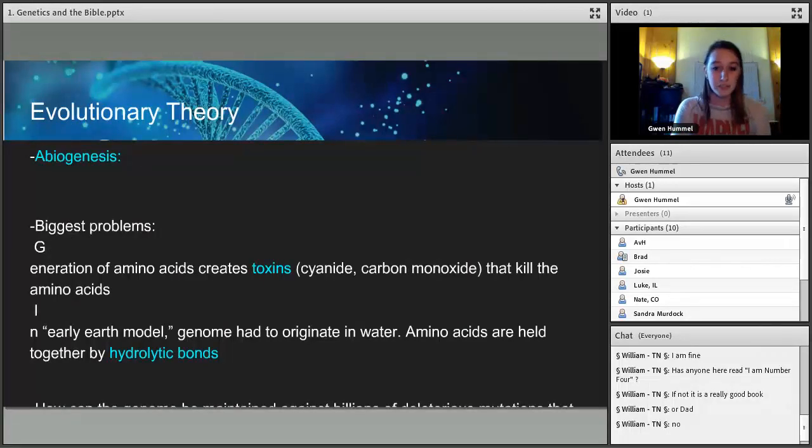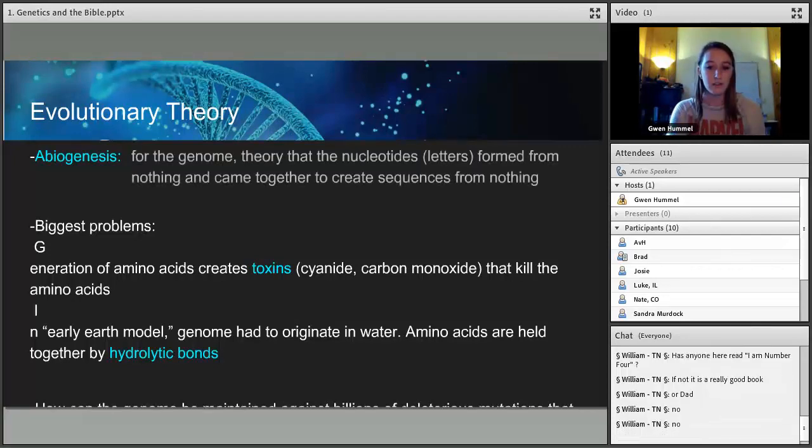So, evolutionary theory, one of the biggest things is this word called abiogenesis. Has anyone ever heard that word? It's a pretty big word. Probably not. So abiogenesis, when we're talking about the genome, it's the theory that our nucleotides, so remember those are our letters, formed from nothing and they came together to create a sequence also from nothing. So abiogenesis means that something generated itself from nothing.